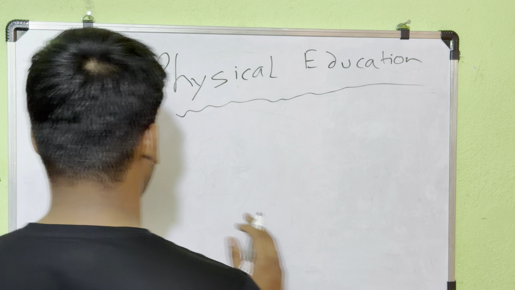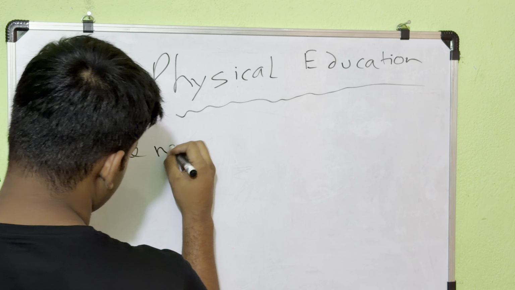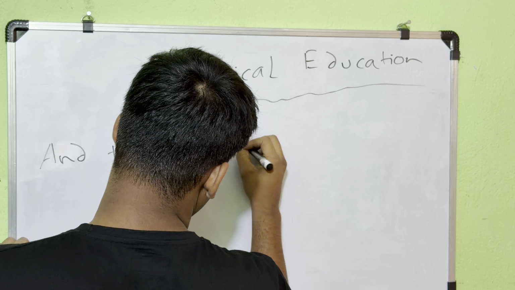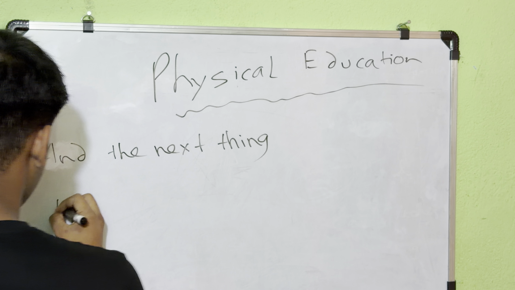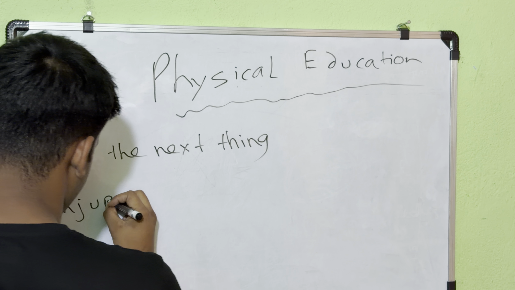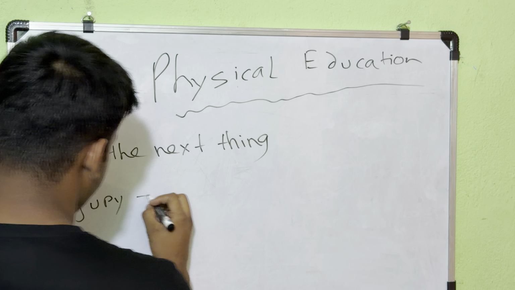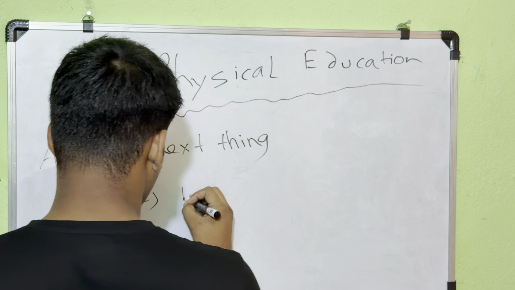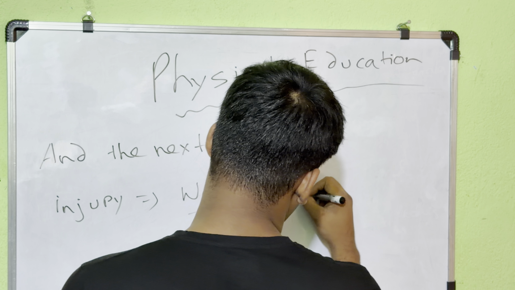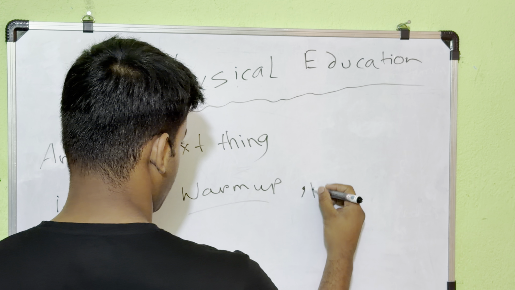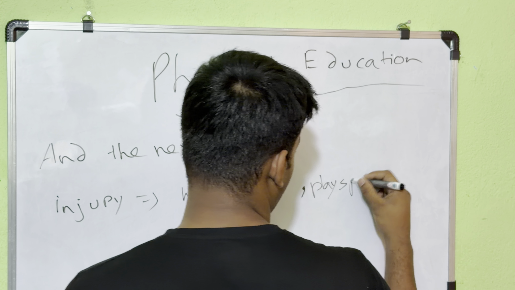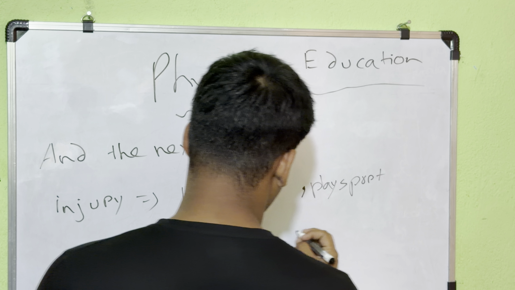And the next thing today is injury. How to avoid injury? Okay, to avoid injury we have to do a warm up before doing any sports. After you have done the warm up, you will play the sport. Now to avoid soreness in your muscles, you will do a cool down.